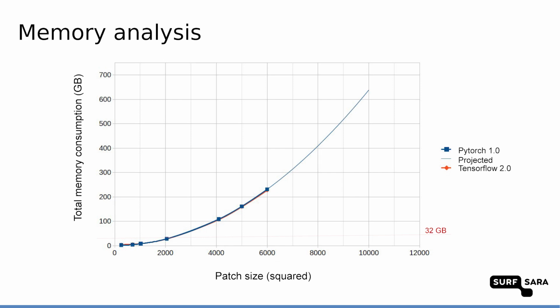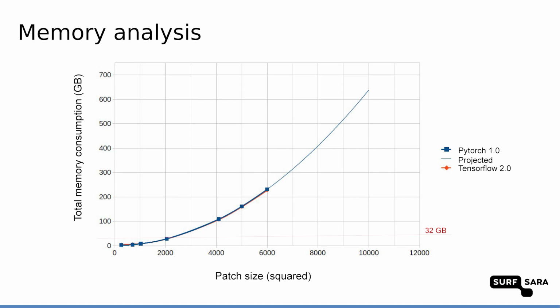Here, we wanted to see how far we can get with this kind of patching. Like how large can we make these patches? And we used 2 frameworks for that. We have used both PyTorch and TensorFlow to see the memory impact of increasing the patch size. We managed to increase the patch size up to a size of like 6,000 by 6,000. Actually, this is more than 200 gigabytes.